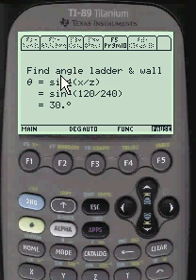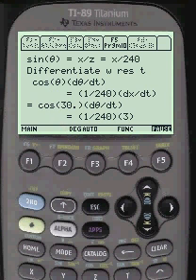Now first we find the angle of the ladder and the wall. We use the arc sine of x divided by z, which is the base over the hypotenuse. Z is the hypotenuse, and it turns out to be 30 degrees. And so then we have sine of theta is equal to x over z, which is equal to x over the amount that we computed, which is 240 inches.